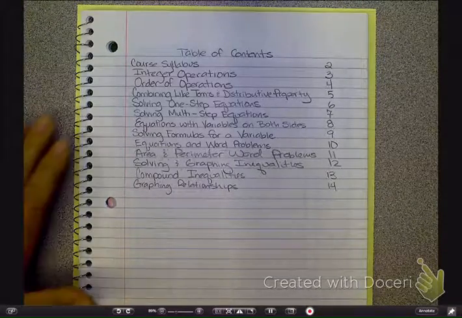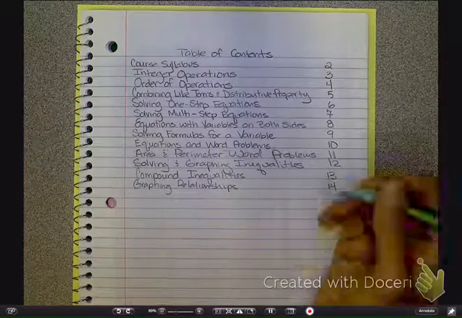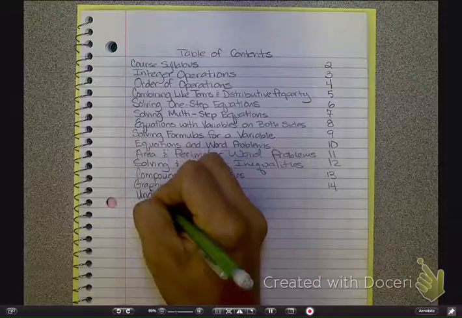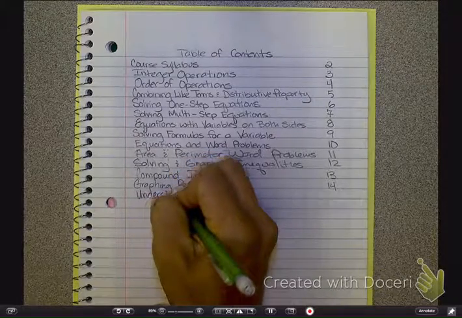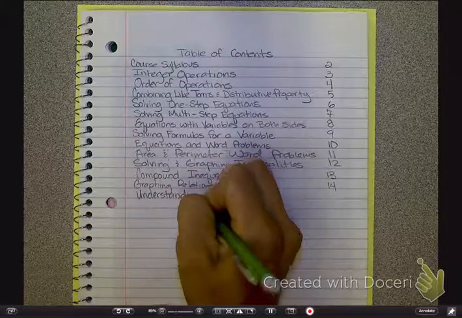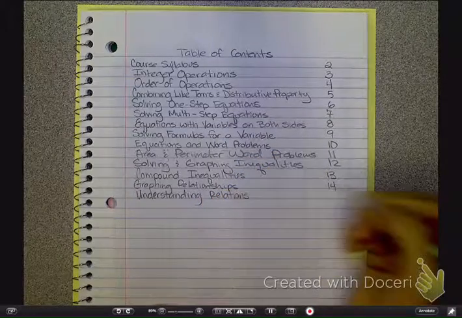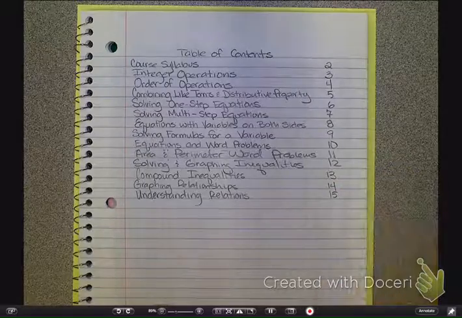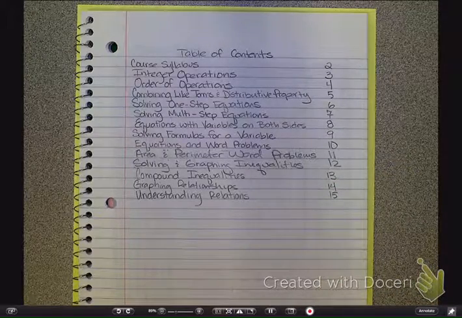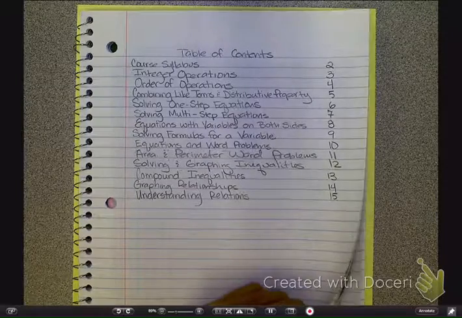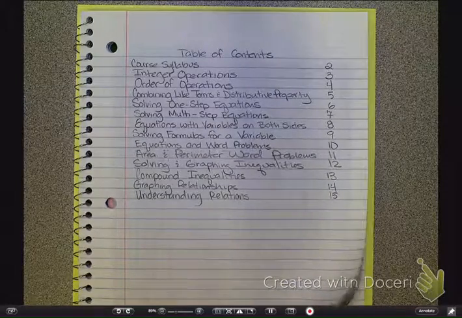Okay guys, so today what we're going to be learning about are relations. So go to your table of contents and title this Understanding Relations. It's going to go on page 15. Okay, so make sure you turn to your page 15, get it titled and numbered.